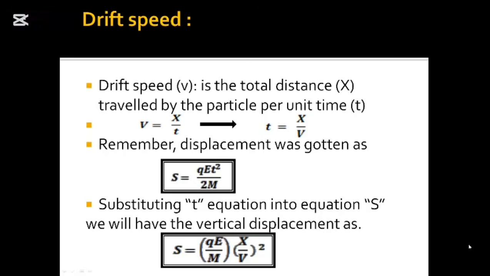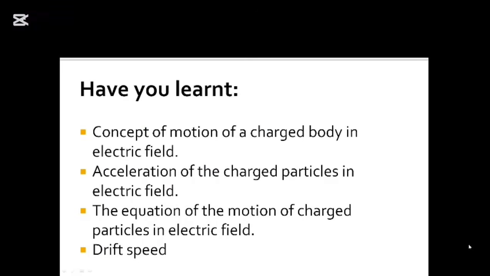Now, let's look at our lecture review. The concept of motion of a charged body in electric field. I know today you are able to describe how it works. Yes, motion of a particle in electric field is parabolic or a trajectory. It moves in a parabolic path or in a trajectory path. Acceleration of the charged particles in electric field has been gotten as our equation, which says that a is equal to qE all over m.